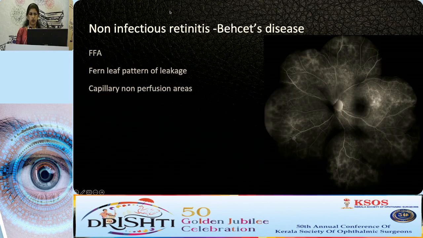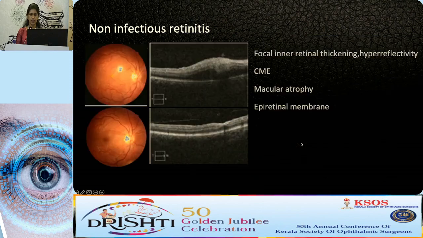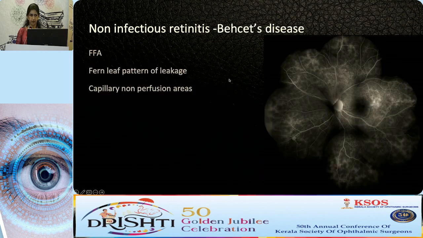And coming to a non-infectious retinitis, the Behçet's disease, the FFA can give you the classical fern leaf pattern of leakage with capillary non-perfusion areas. And on OCT, you have focal inner retinal thickening. So this is different from the other viral retinitis, where you have focal inner retinal thickening, and cystoid macular edema may be associated, and in the long term you can have an epiretinal membrane or even, in rare cases, macular atrophy.